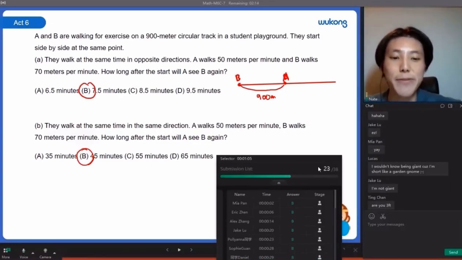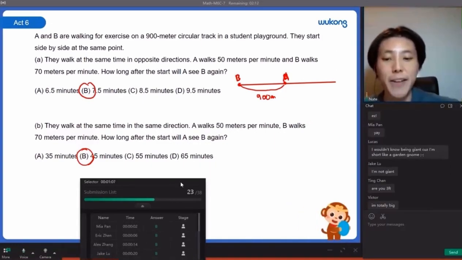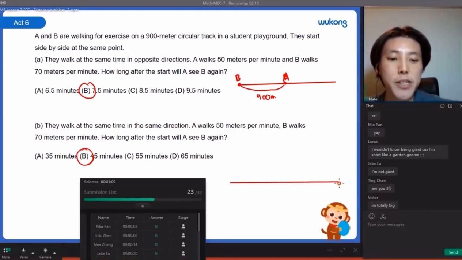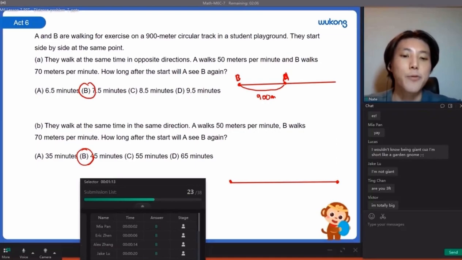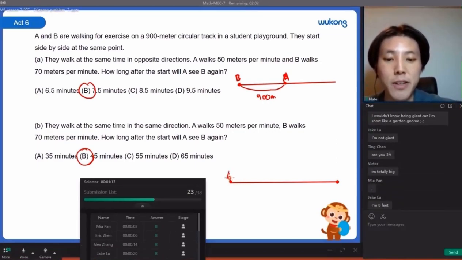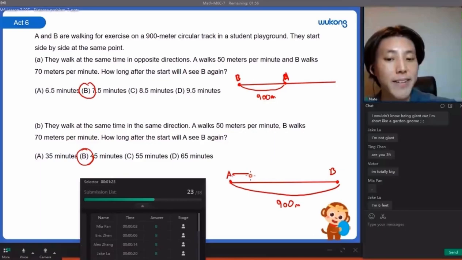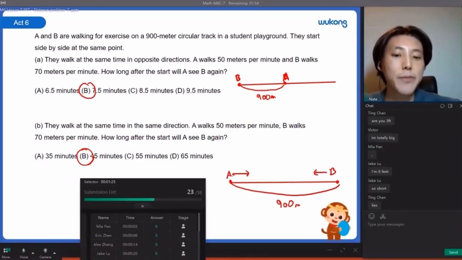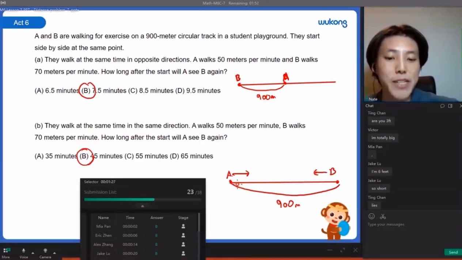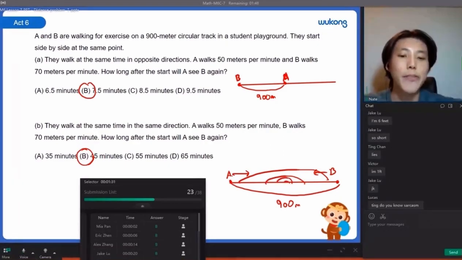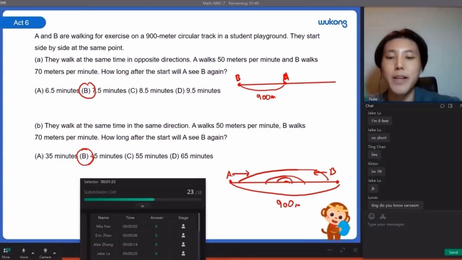On the other hand, for the second half of the question, they're starting at the opposite ends, and we're looking for the encounter time, not the catch-up time here. And the distance between each other is one revolution, which is 900 meters once again. And for every minute, the distance between each other is going to get shorter and shorter. That's why you have to combine the speed, and you'll get 45 minutes.